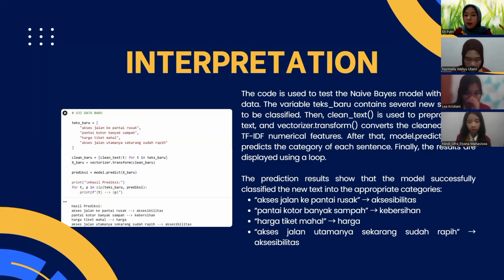After that, model.predict(X_baru) predicts the category of each sentence. Finally, the results are displayed using a loop. The prediction results show that the model successfully classified the new text into the appropriate category.